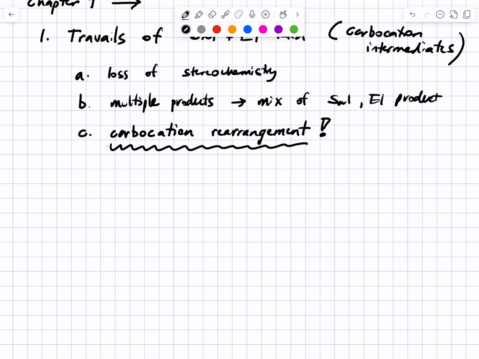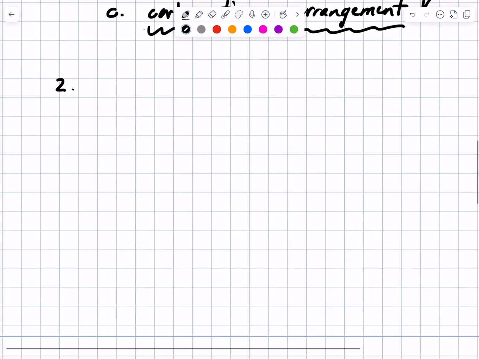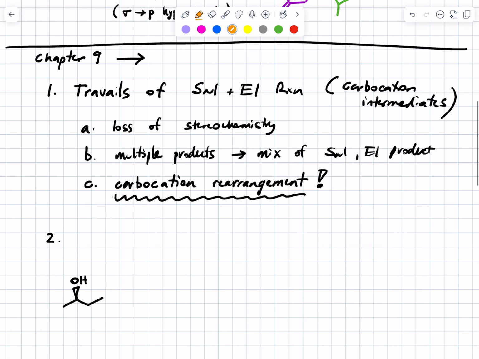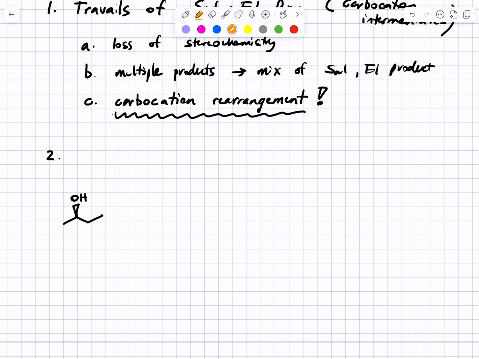Theme 2 is related to theme 1, and that is in chapter 9, our starting material is going to be an alcohol or an ether. And if you look at the alcohol, if I made an alcohol like this, if I wanted to do substitution and elimination chemistry with alcohols, I've got a problem. And the problem is that OH is a bad leaving group.